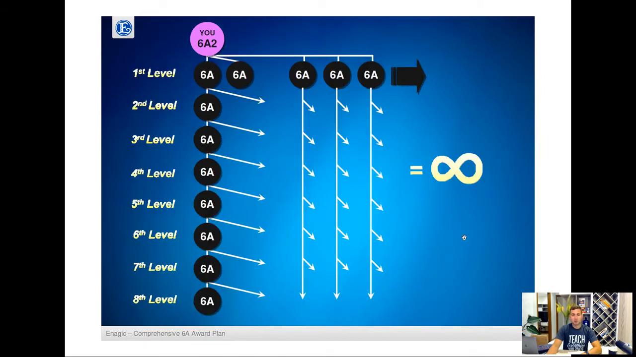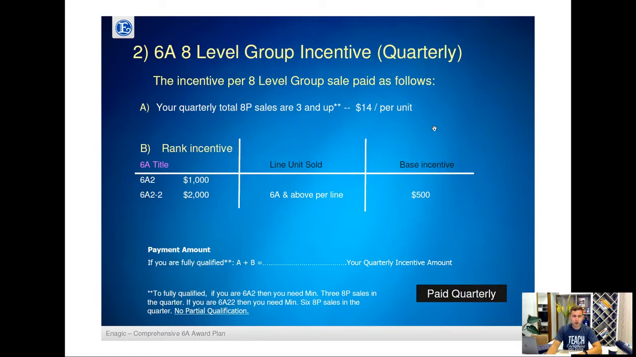All right, so guys, keep in mind, literally every single 6A wide you have 8 levels of 6As deep below them to add up to this monthly 6A group sale 8 level incentive. Okay, so every single direct sale wide, you have 8 levels of 6As deep. Does that make sense? So that's the monthly. Now, the quarterly.